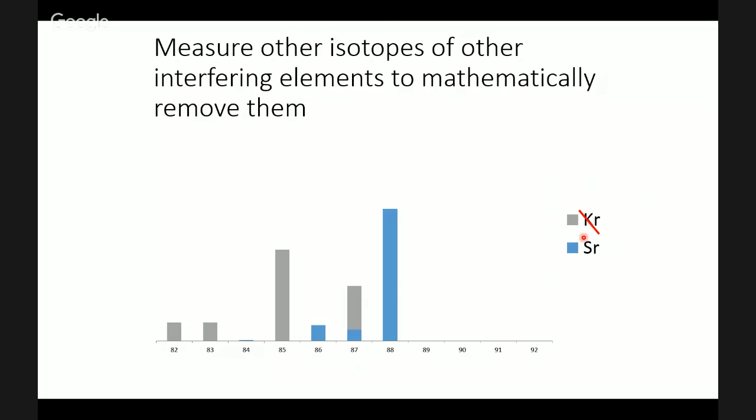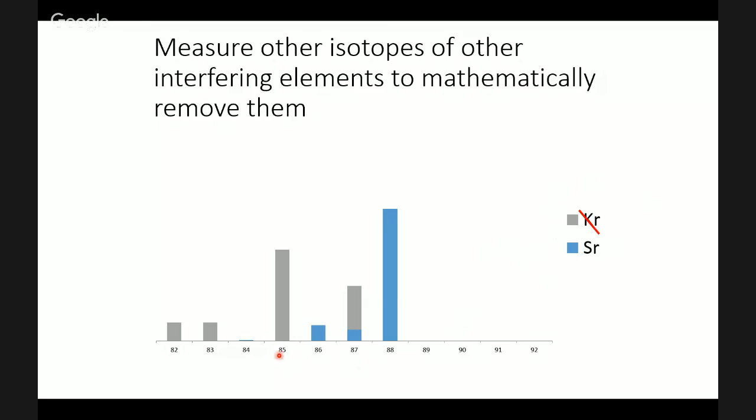Okay, that would have a disadvantage that we would only be able to measure a few samples a day, perhaps, but we would get better data, we would get higher precision data, and we wouldn't have to worry about this krypton interference. Another thing we could do, rather than actually getting rid of the interference, is just measure it.